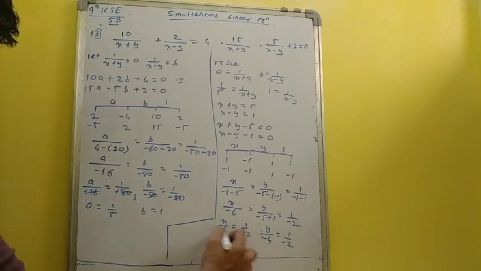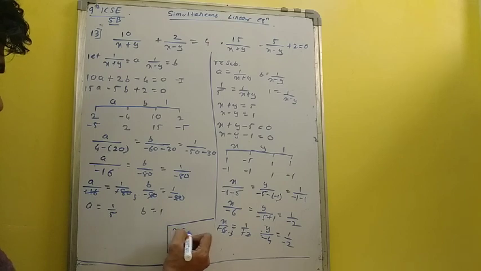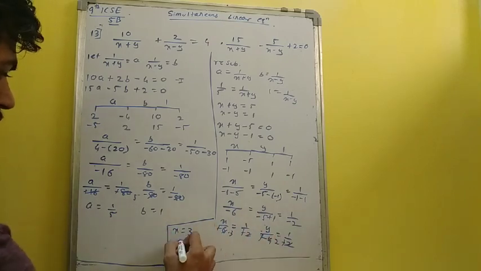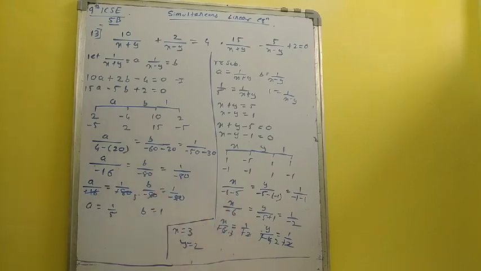So minus minus cancel, 2 ones are 2, 3s are, so x is equal to 3, and minus minus cancel, 2 ones are 2, 2s are 2 will go there, and y is equal to 2. Okay, so we have the value of x is equal to 3 and y is equal to 2 for the 13th question of 5b.